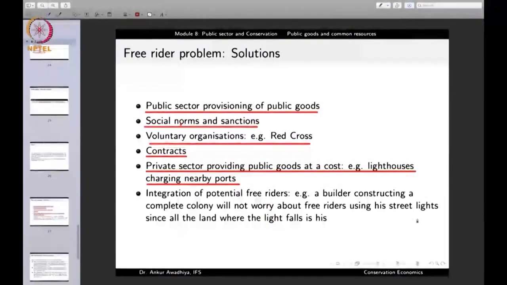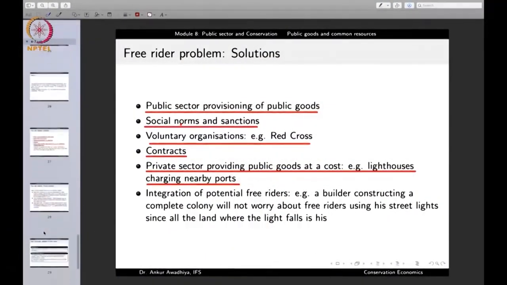So either the government can provide for the street lights or the builder can provide for the street lights. And when the builder provides for the street lights, then there is no issue of free riders because the land that is being lighted also belongs to the builder. So in this case, the integration of potential free riders can solve the problem.